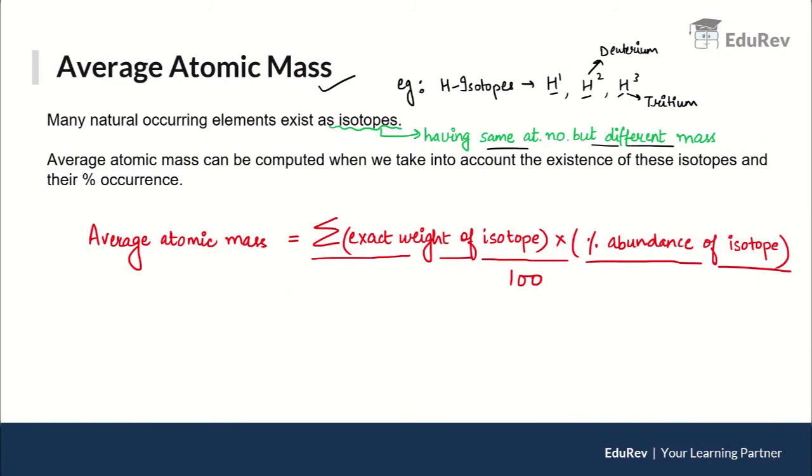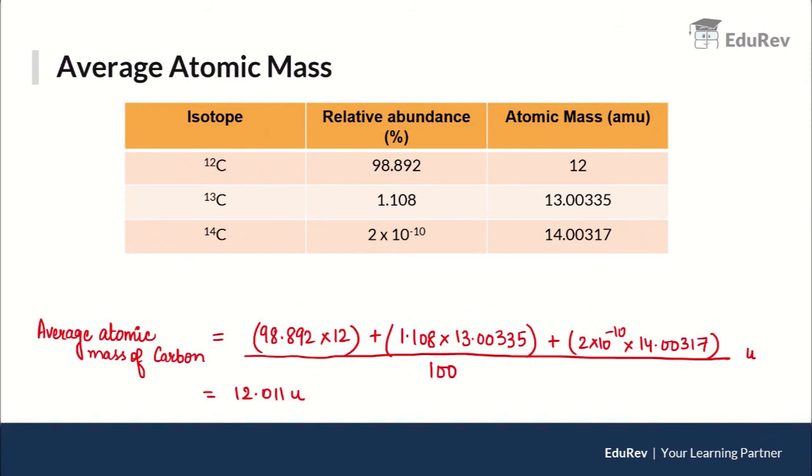Now, as isotopes exist, what do we take? We calculate their average atomic mass. How will we compute it? We take the sum of the exact weight of each isotope into the percentage abundance of that isotope divided by 100. Let me explain this with a calculation of a carbon isotope example.